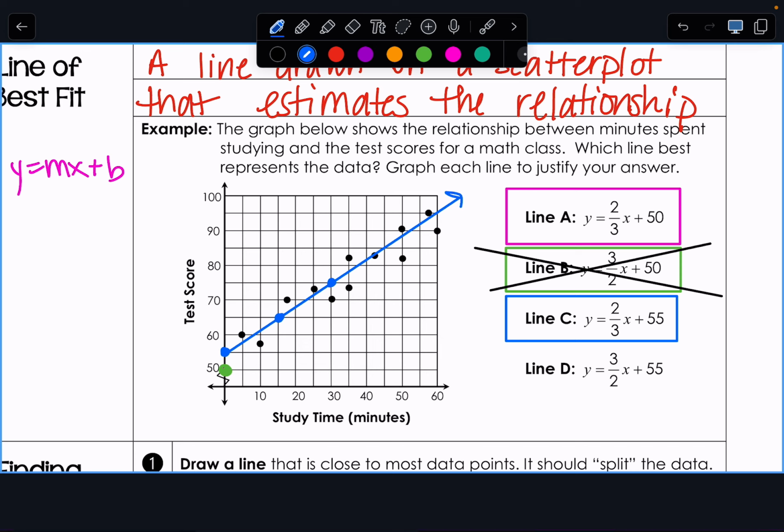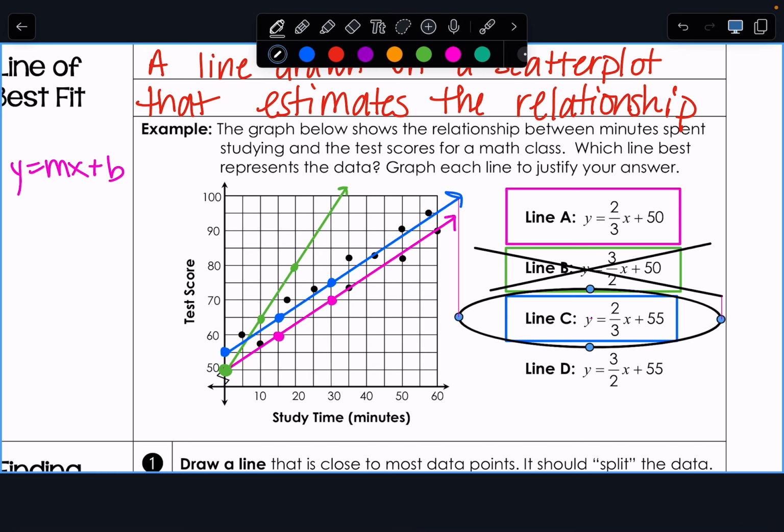Well, so is the pink, but this blue one, like half of the dots are on one side and half of them are on the other side. Now, it doesn't have to be exact, but it does a pretty good job of splitting the points. So I would say, yeah, that's a pretty good option to pick. Line C is our line.